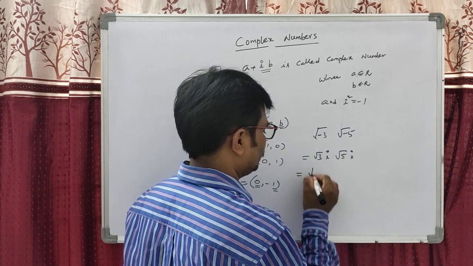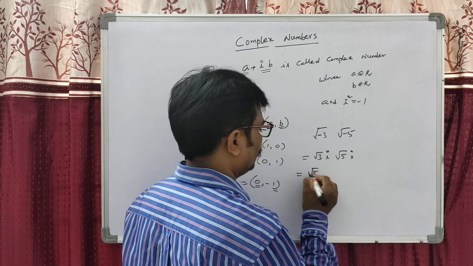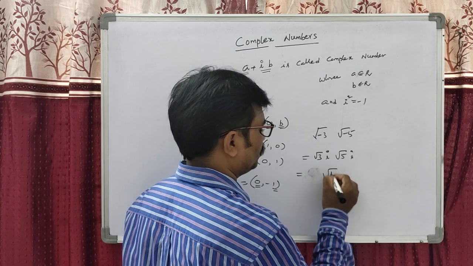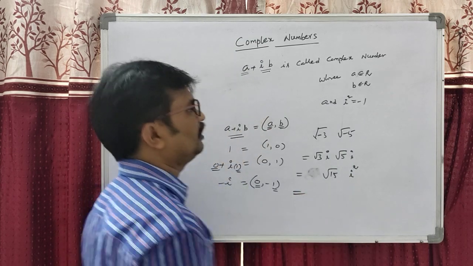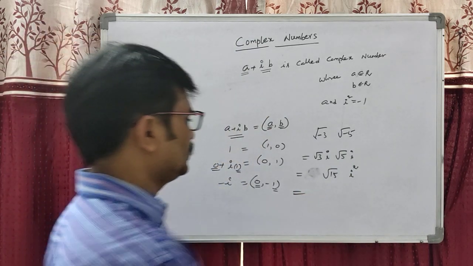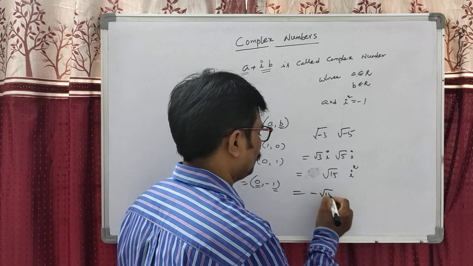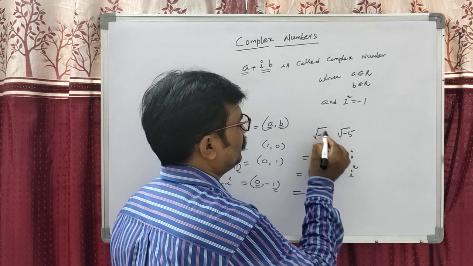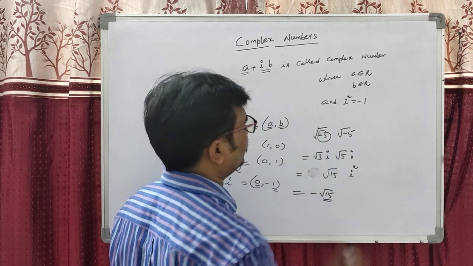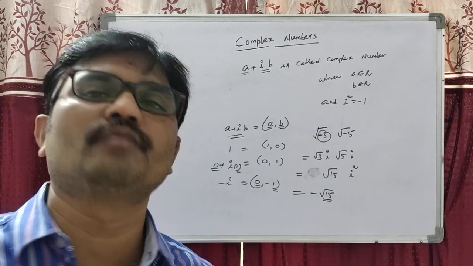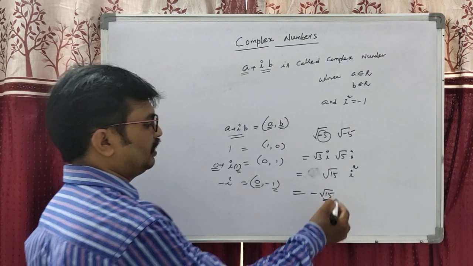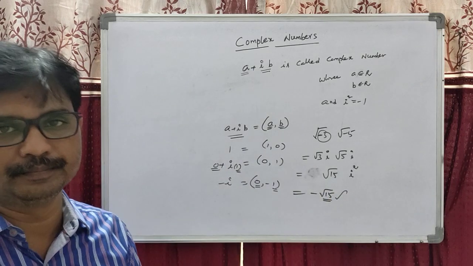Now this is the root of 15. Root a into root b: i into i is i square. The i square value we know is -1. So this is minus root 15. When you observe that the under root is negative, undoubtedly we can write negative as i square. Therefore the value is minus root 15.